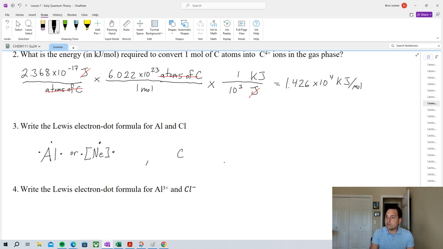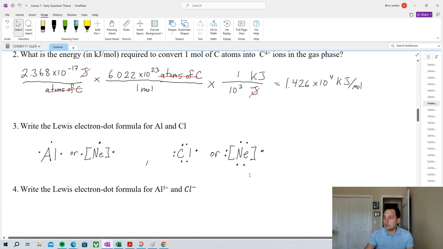And then for chlorine, it's got the same number of valence electrons, or outermost electrons, that fluorine would have. It has 7. And the inner core notation for that would be neon with 7 dots around it.